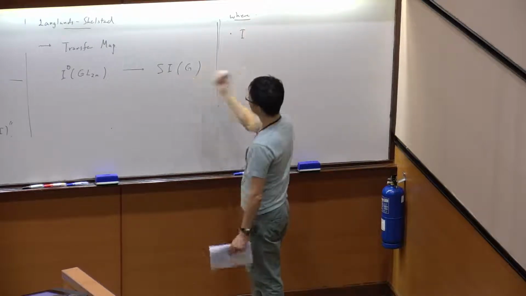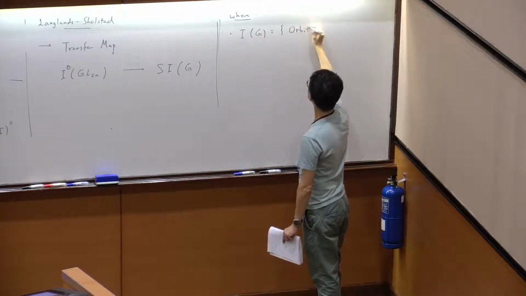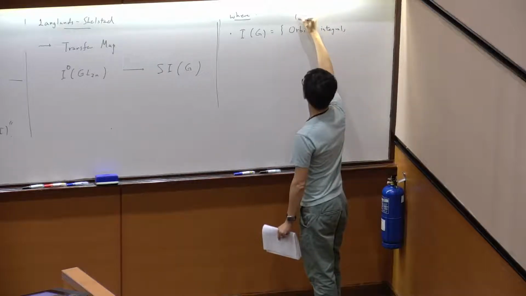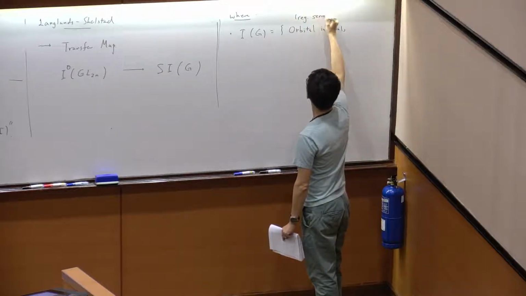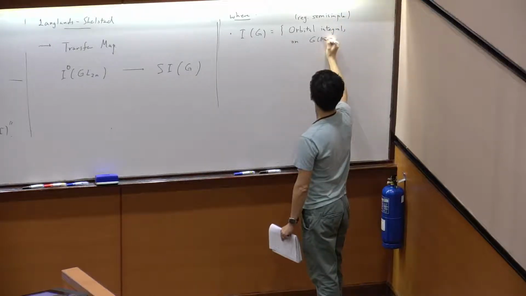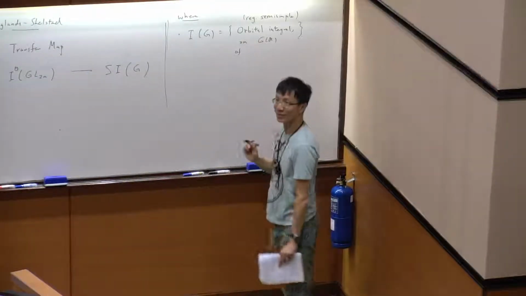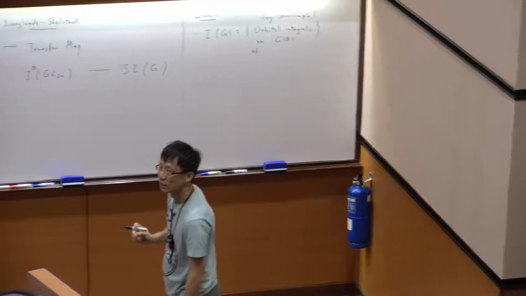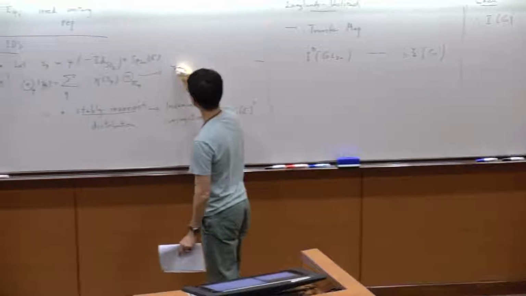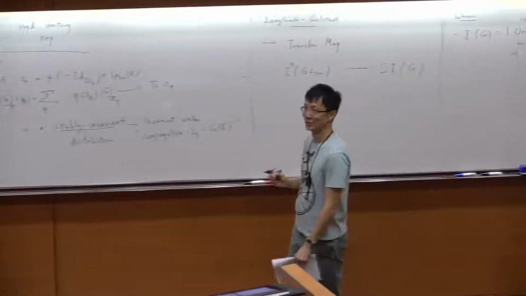So IG refers to the space of orbital integrals. So of course, regular semi-simple orbital integrals on G(R). Sorry, pi eta is maybe the trace, a distribution, I guess.